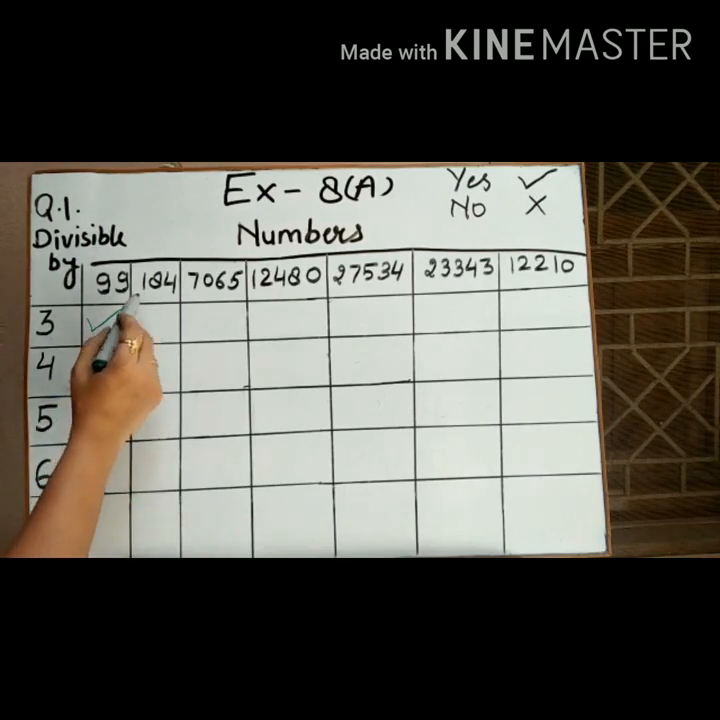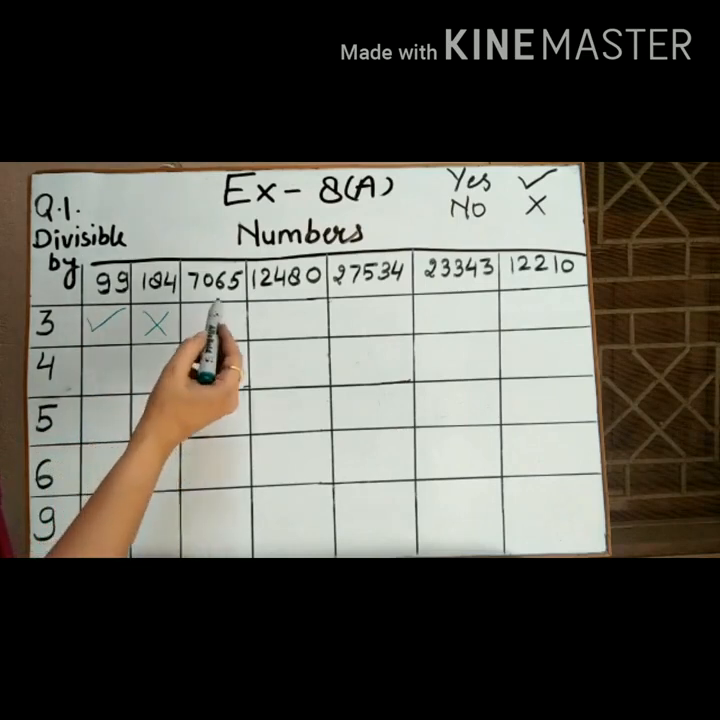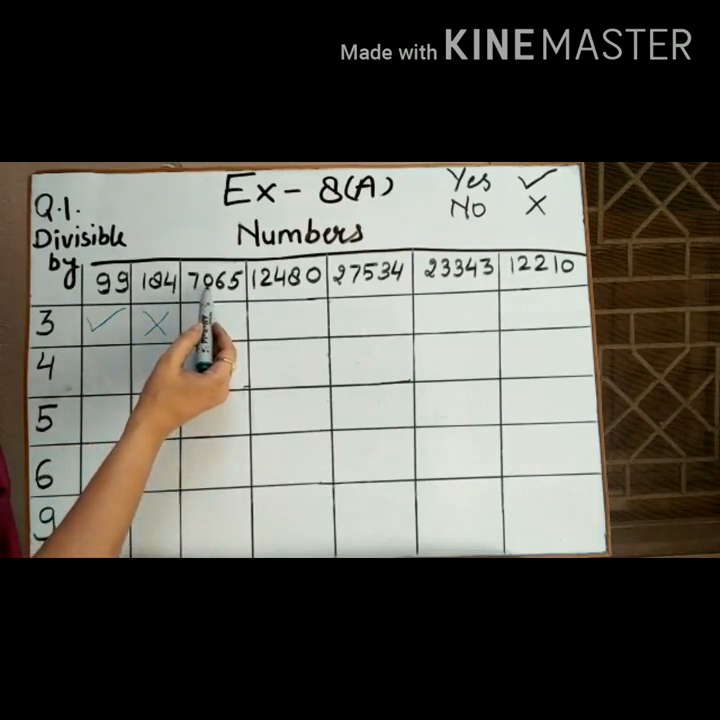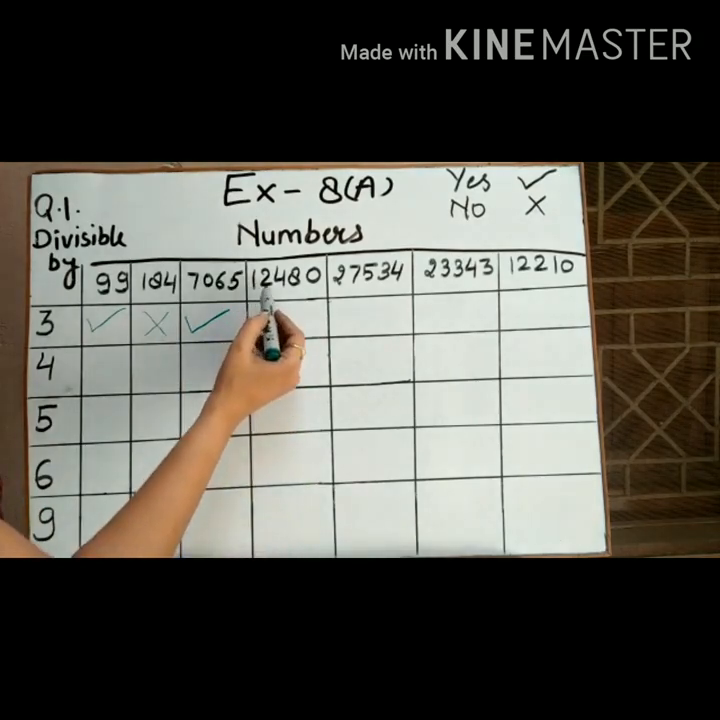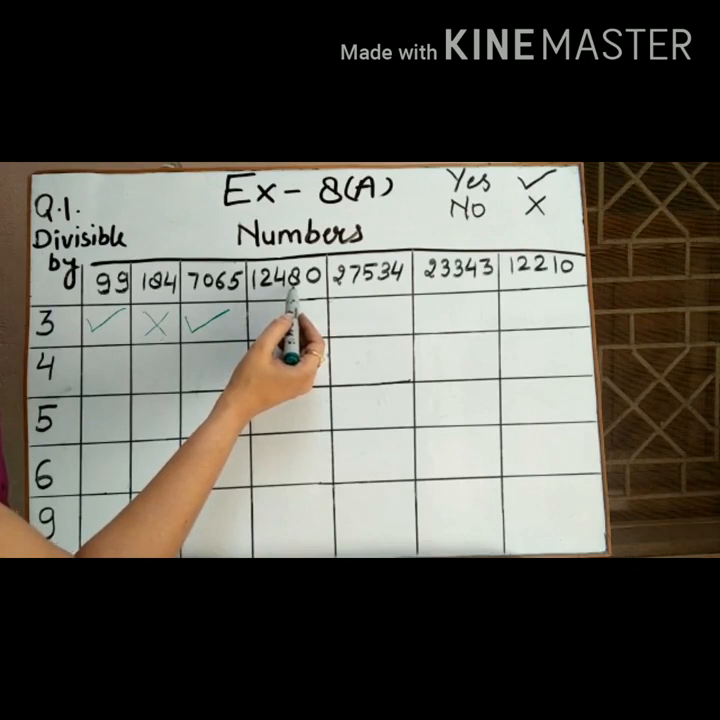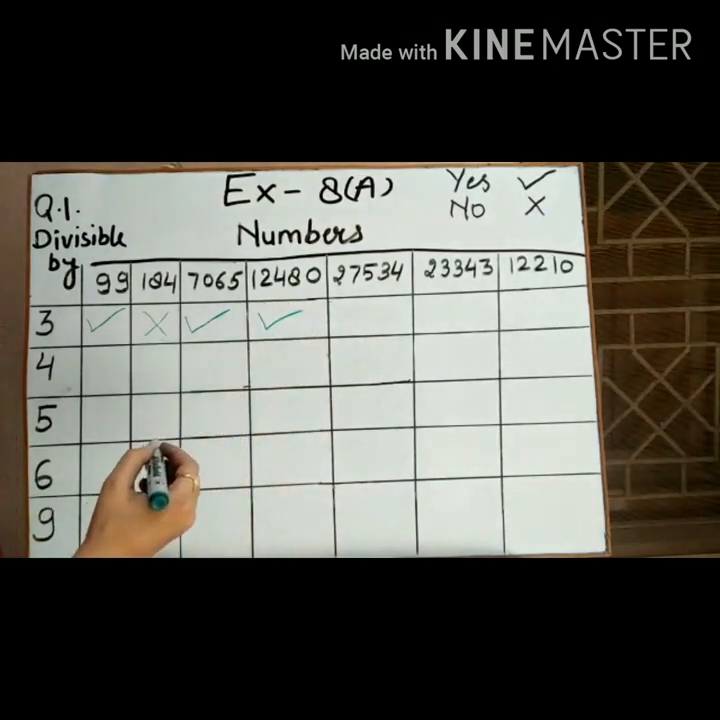Yes. Next, 1 plus 8, 9 plus 4, 13. And 13 is not divisible by 3. That's why put a cross here. 7 plus 0, 7 plus 6, 13 plus 5, 18. 18 is divisible by 3. 1 plus 2, 3 plus 4, 7 plus 8, 15 plus 0, 15. 15 is also divisible by 3.